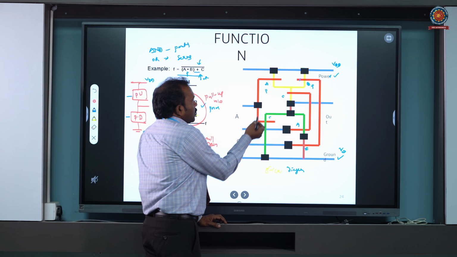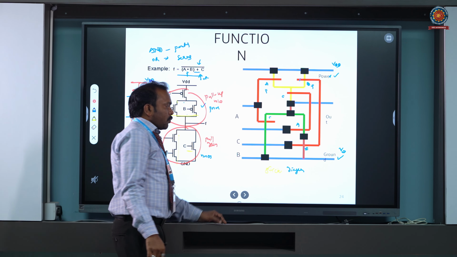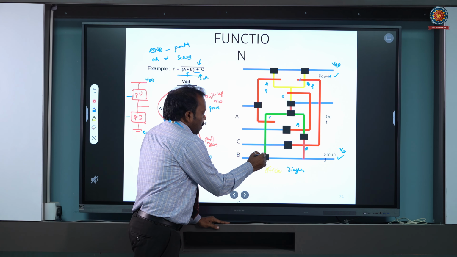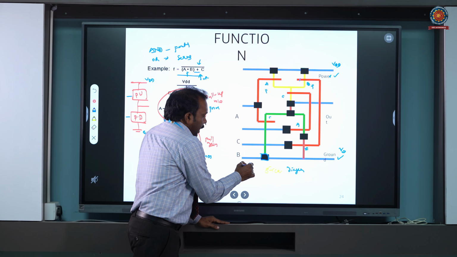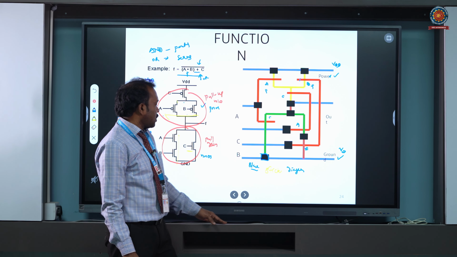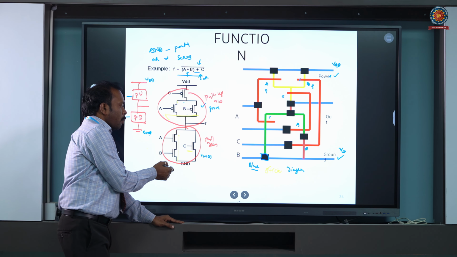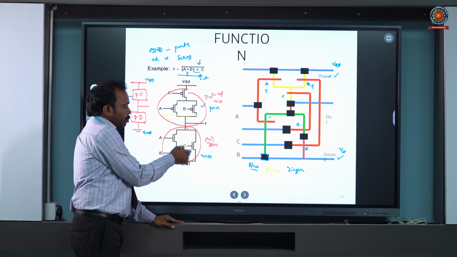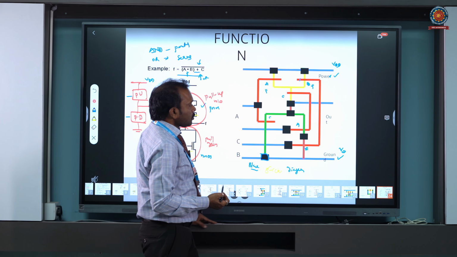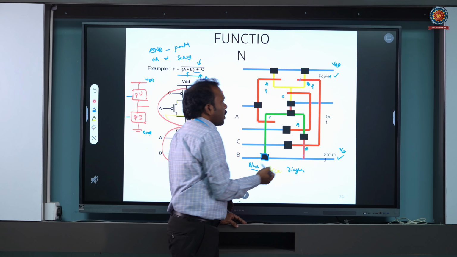Now whenever a diffusion layer makes contact with the metal, we need to draw a black contact that represents that a connection exists like this. The AB series combination is connected with the C in parallel, that is connected to what? Ground. This is connected to ground. Now this is not required, this is just over this.